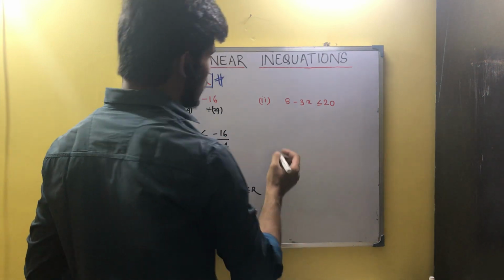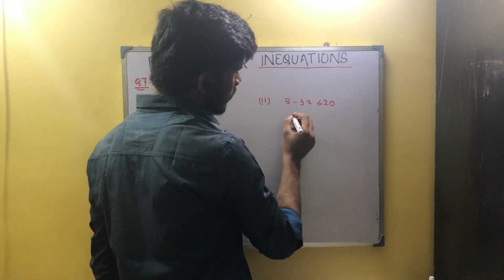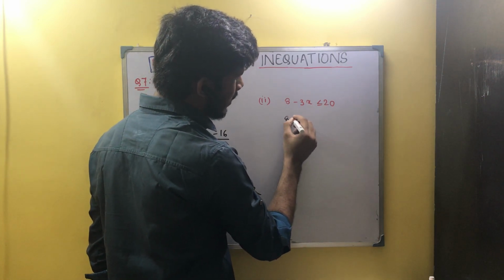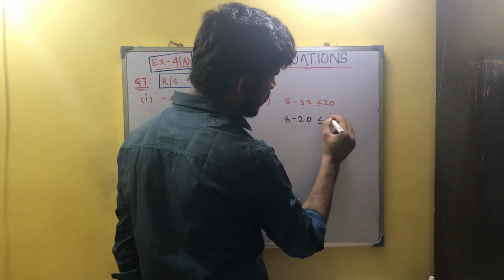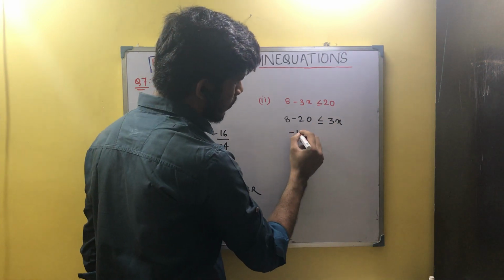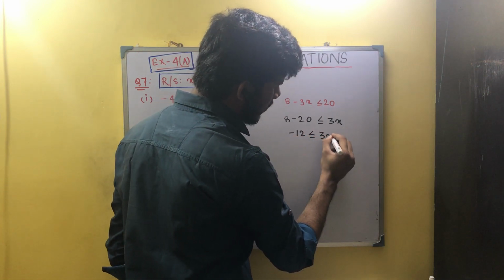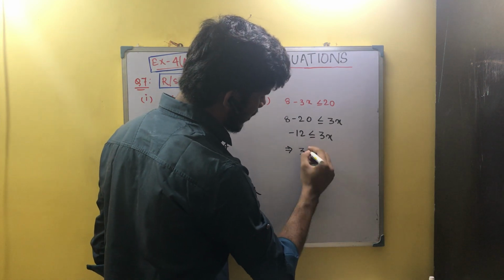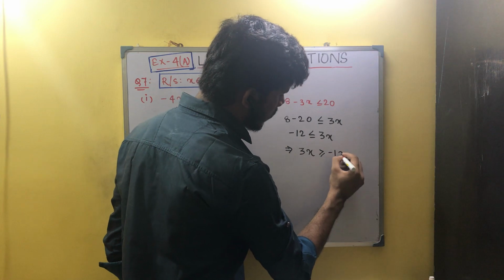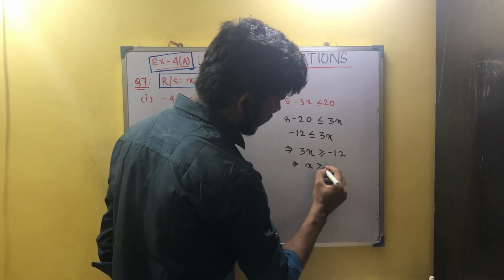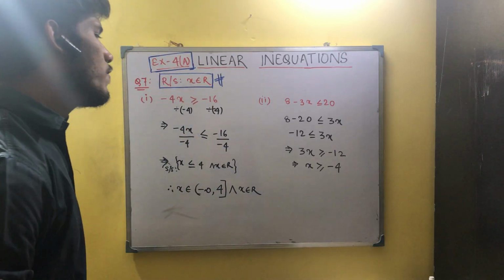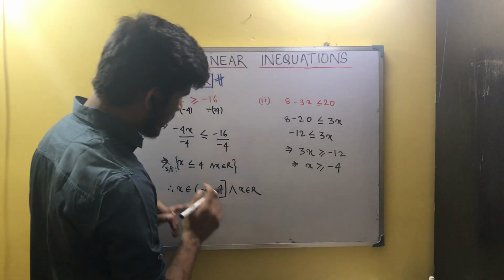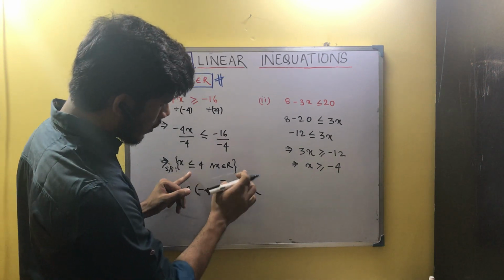Okay, now let's move on to the second part. Let's take 3x to the RHS and bring 20 to the LHS. So we get 8 minus 20 less than equals to 3x. So minus of 12 less than equals to 3x. Now if you reverse the order of writing, 3x is greater than equals to minus 12, which shows x is greater than equals to minus 4. Now if x is greater than equals to minus 4, then what are the possible values? You can write it this way or this way also.